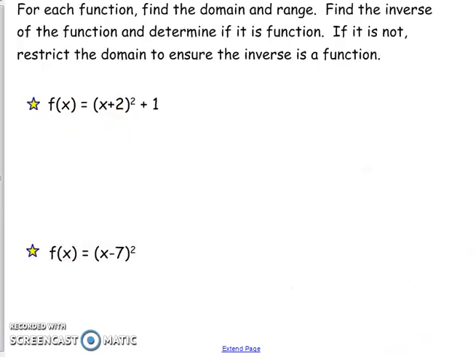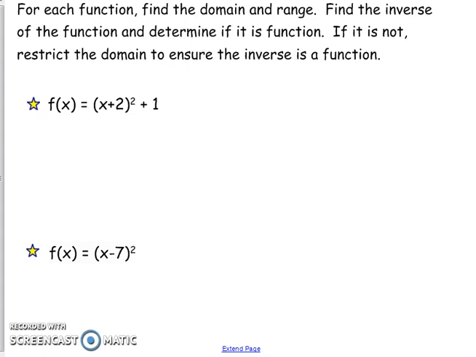For each function, find the domain and the range, and then we want to find the inverse and determine if it is a function. And if it's not, we want to restrict the domain to ensure that the inverse is a function. Really, this is only going to happen if your original function is a quadratic. So when you have x squared in your original function, the inverse will not be a function every time because you take the square root and it's plus or minus. So for those problems only is when we have to restrict this.